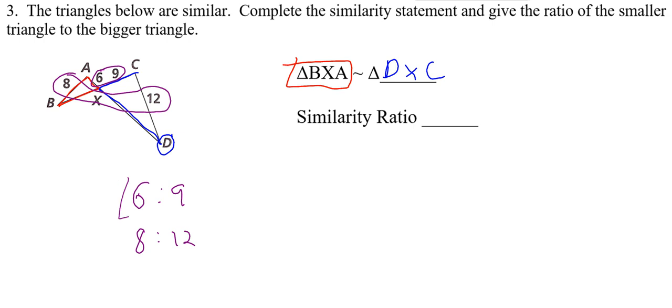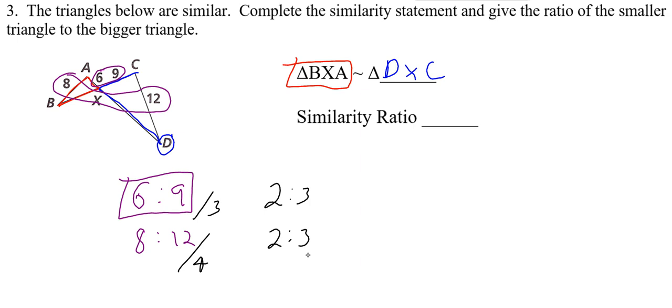So here, 6 and 9, we can divide by 3. So then we end up getting a 2 to 3 ratio. And notice at this point, 8 and 12 are divisible by 4. So when we divide that by 4, we see we get a ratio of 2 to 3. So that is our similarity ratio of the smaller to the bigger triangle.